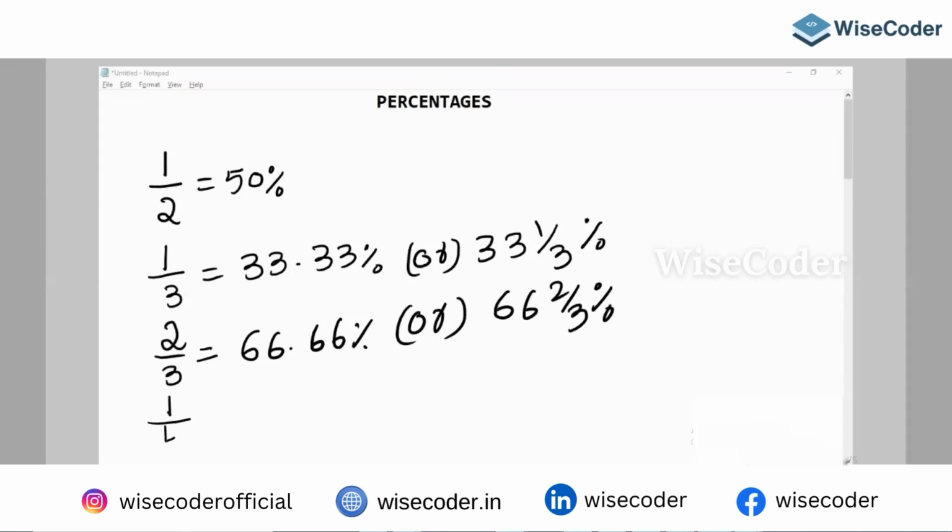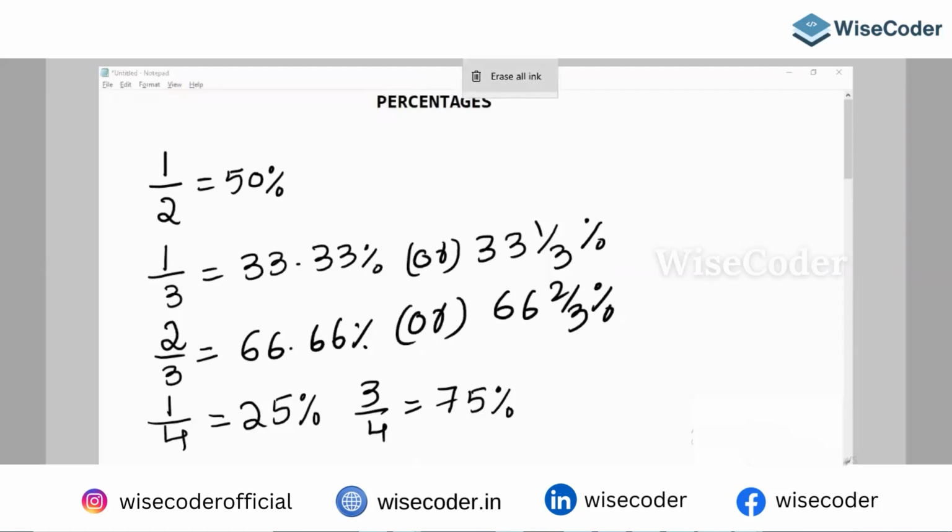Next value, 1 by 4. What is 1 by 4? See, 1 by 2 is 50%. Then 1 by 4 is half of 1 by 2. So that will give you 25%. And 2 by 4, everybody knows. What is 2 by 4? 2 by 4 is nothing but again 1 by 2. Okay. 3 by 4. What is 3 by 4? LHS into 3, RHS into 3. So that will give you 75%.